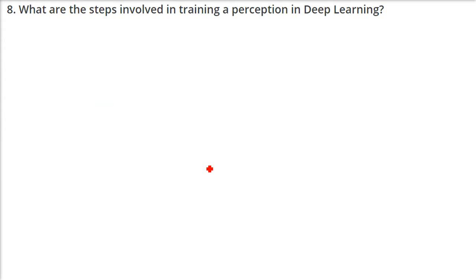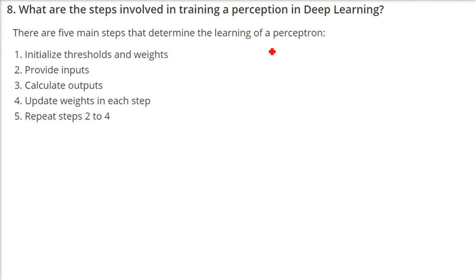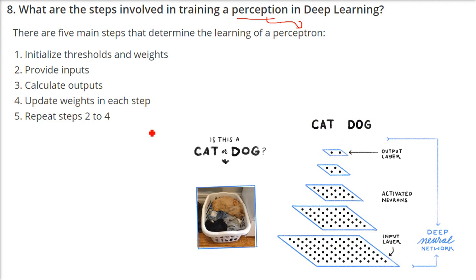What are the steps involved in training a perceptron in deep learning? Perceptron is the basic part of any neural network, because a perceptron is all about one neuron with multiple inputs and a single output. So if you take any neuron, there will be a series of steps. I have highlighted these steps. You can go through them, but let me show you how things are actually done. Here we want a cat or dog to be recognized.